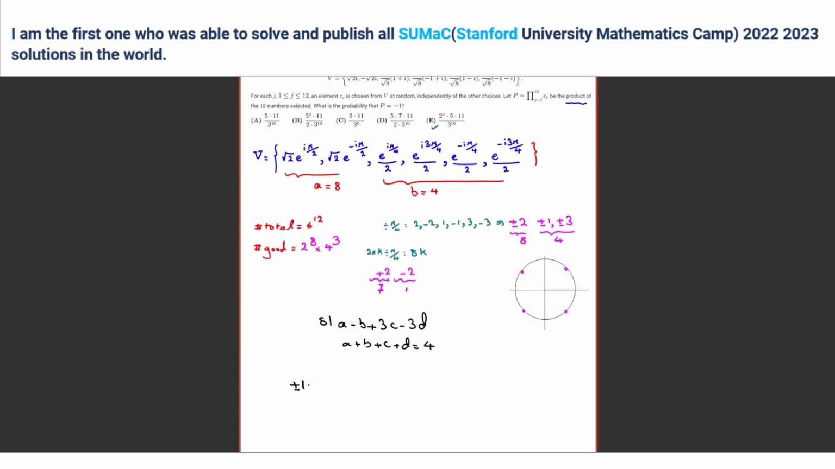I want to explain what I did. For example, this one, plus or minus 3, is T. We know that it should be a multiple of 4, because this one is a multiple of 4. This one also should be a multiple of 4.